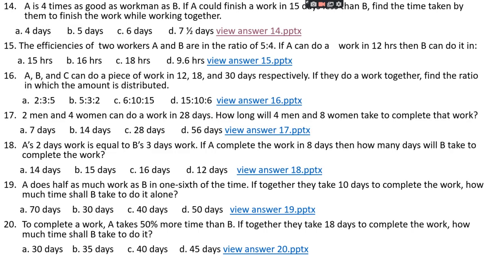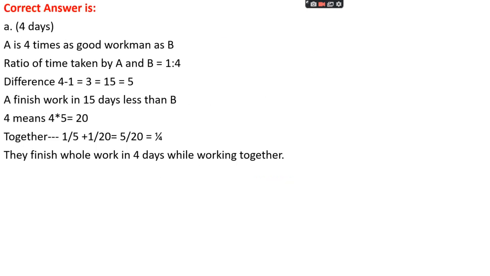Question number 14. A is 4 times as good a workman as B. If A could finish a work in 15 days less than B, find the time taken by them to finish the work while working together. Option A 4 days, option B 5 days, option C 6 days, or option D 7.5 days. The right answer is option A, that is 4 days.